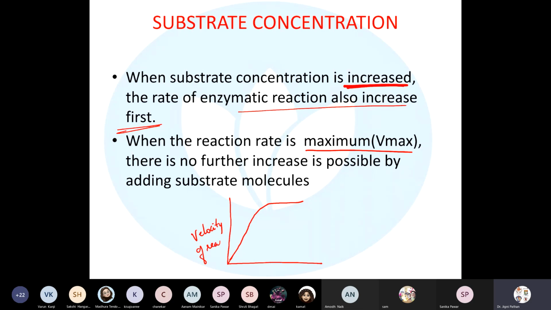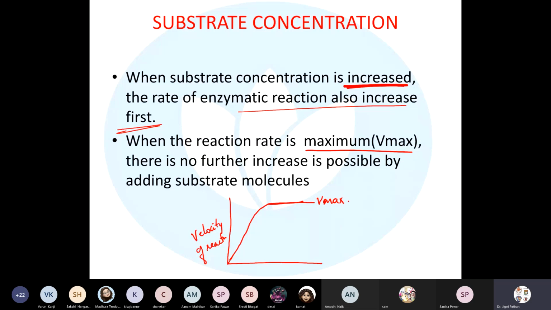So when it reaches the maximum, there is no further increase possible by adding substrate molecules. After the enzyme has bound completely with the substrate, if you keep on adding substrate, the reaction will not increase further, because it has reached the maximum velocity. This is called Vmax. Are you understanding?